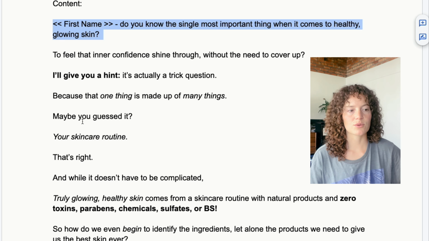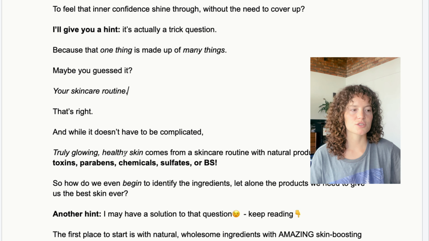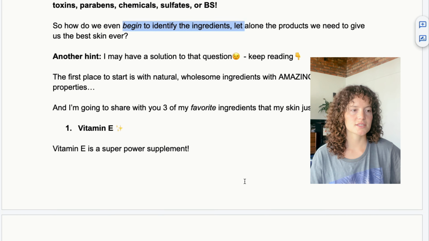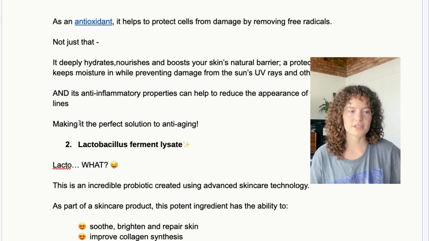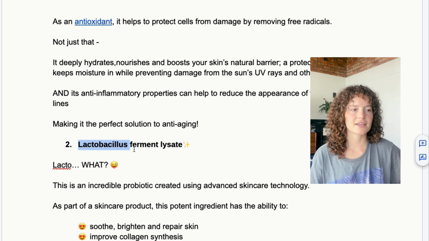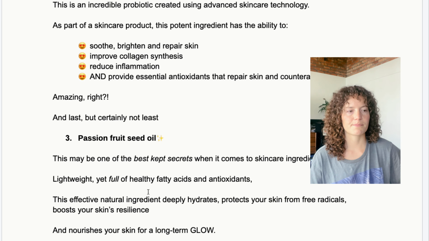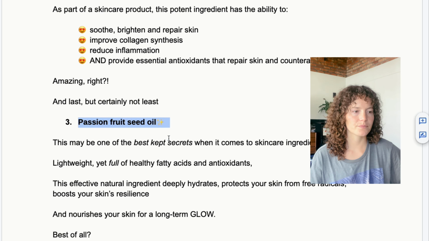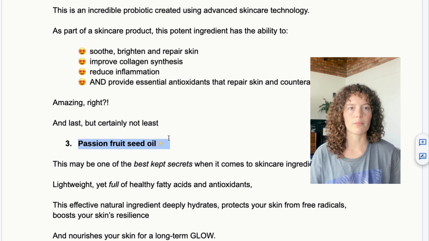So here I say your skincare routine matters, but it's not just that, it is specific ingredients that matter. So these are the ingredients. Vitamin E, we run through the benefits of vitamin E. This is a specific type of bacteria that is used in our products that has a number of benefits here. And passion fruit seed oil. So I've positioned these 3 ingredients as being a solution to this problem.